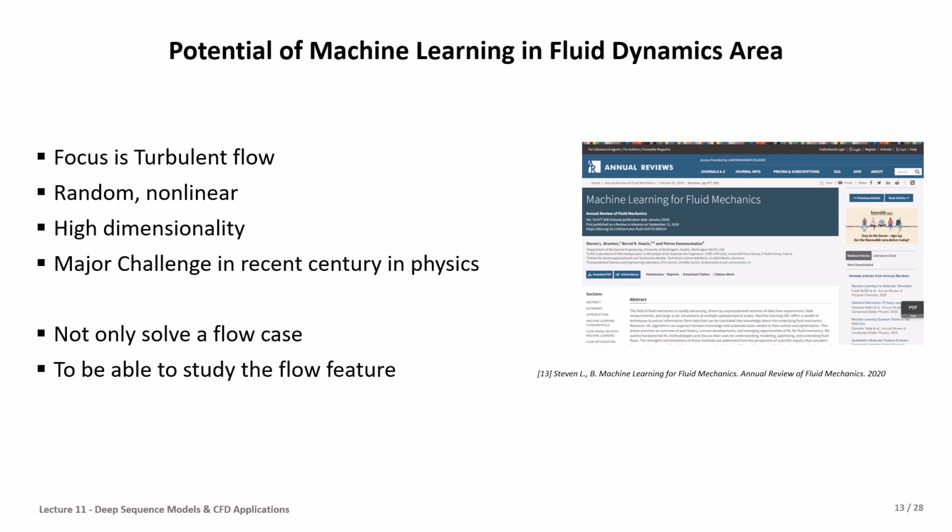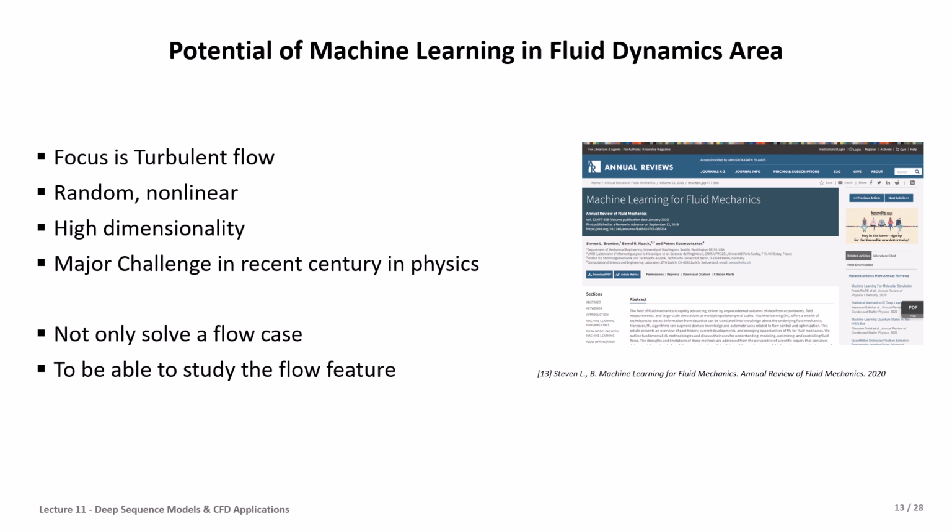Regarding application of machine learning, and we can say deep learning, in fluid mechanics, in 2020 there was a paper that mentioned the importance of its application, which could be focused on turbulent flow, and we can deal with random and nonlinear terms in the turbulent flow. Also, we can deal with high dimensionality. Therefore, it can help us to understand one of the challenges in physics, known as an unsolved problem.